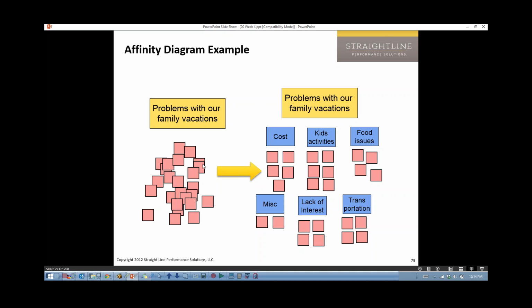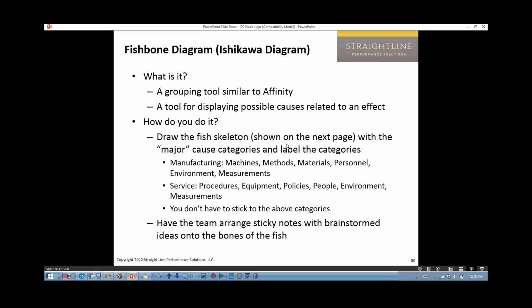So you're not saying, oh, those two things go together. No, you're saying, let's move the sticky notes that have an affinity, that are close in idea, close physically, and then we can put names on those. We can discuss the last part. Obviously, we're not going to put names on them without some discussion. But that's the way it works.